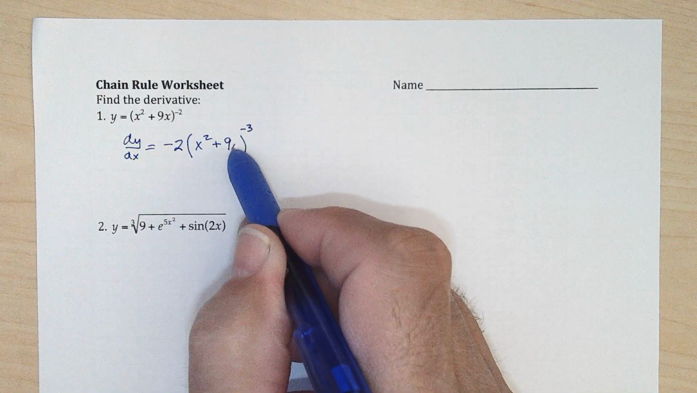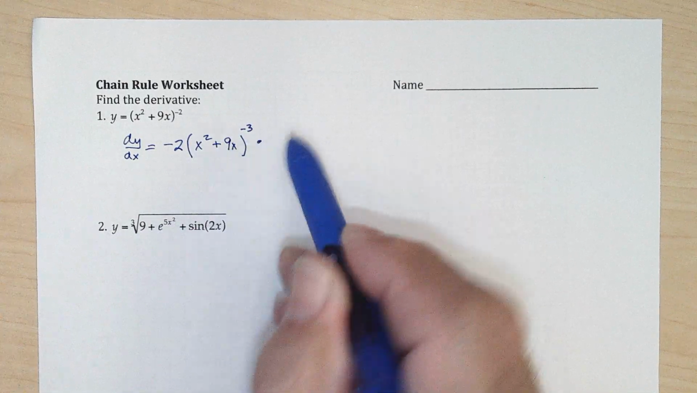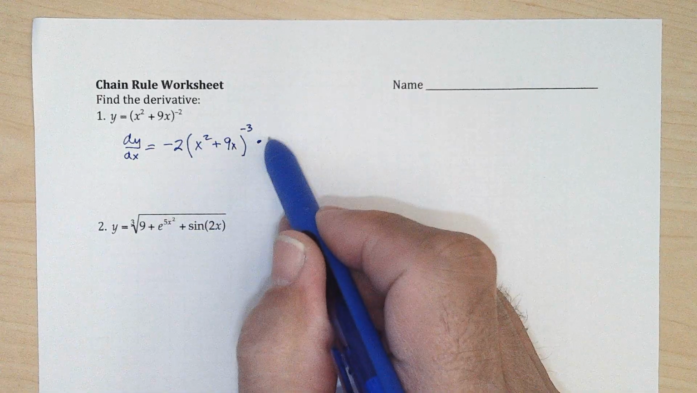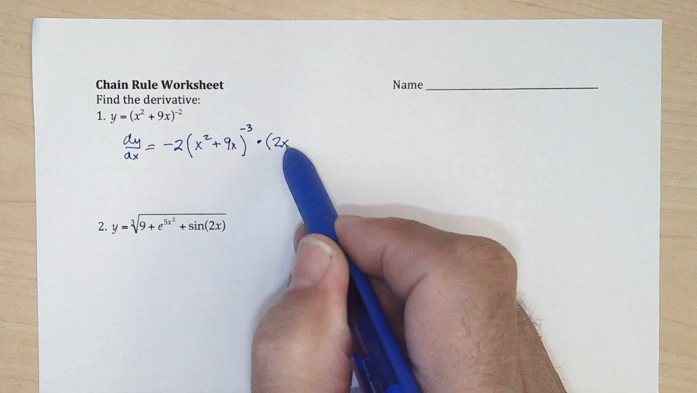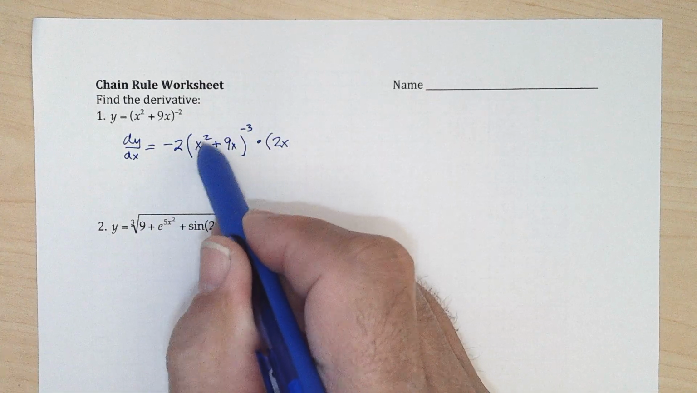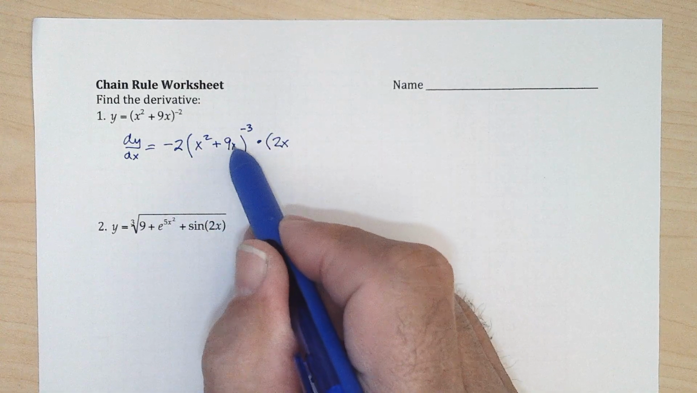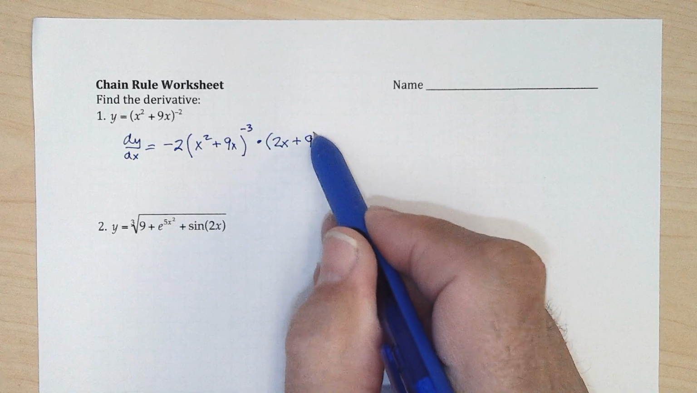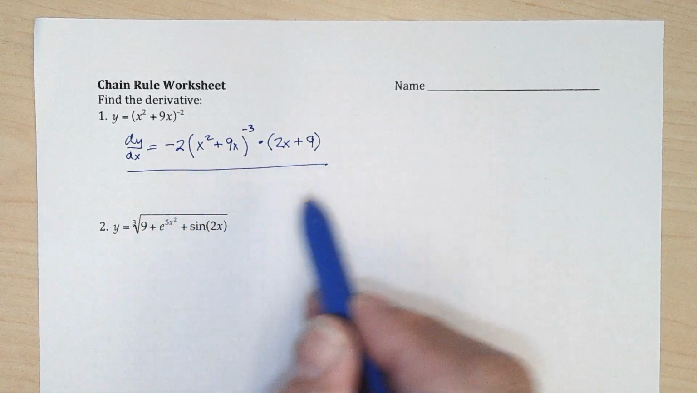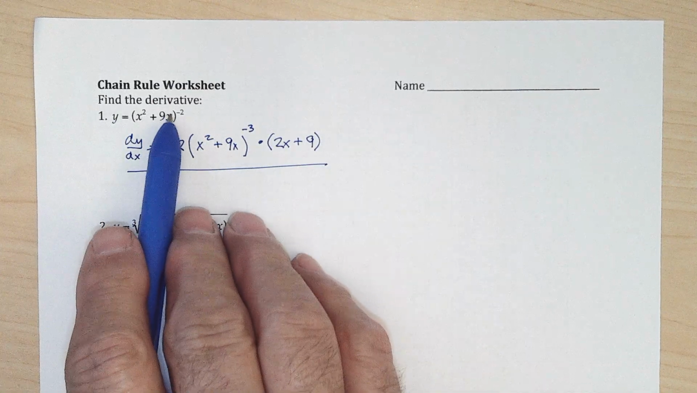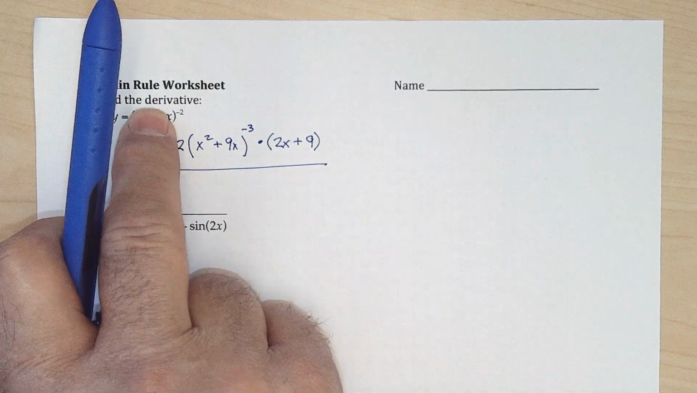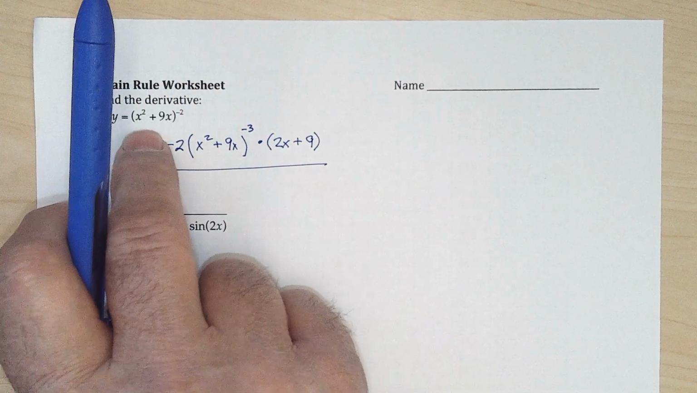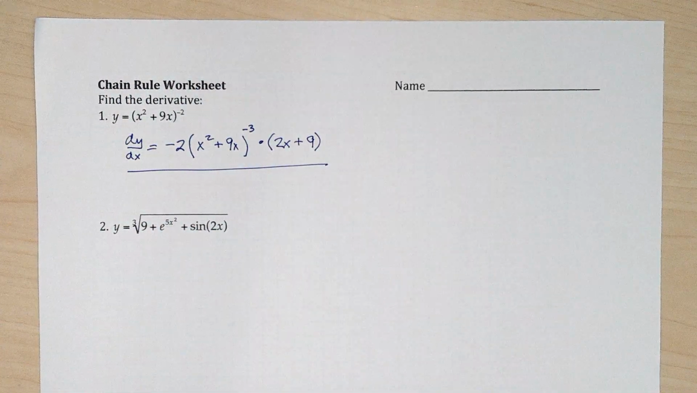inside here. But then we have to take it times the derivative of the inside, and the derivative of x squared is 2x by the power 2, this to 1 less, and the derivative of 9x is 9. So we take the derivative of the big picture, negative 2 times this to negative 3, times the derivative of the inside. That's the chain rule.